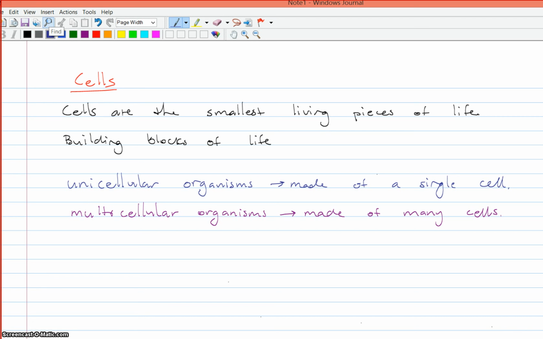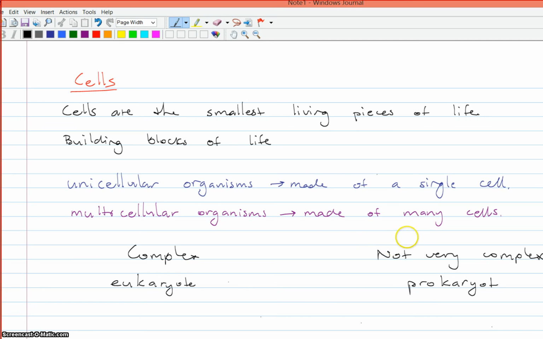While there are many different types of cells because they all do different jobs, and we'll talk about that another day, cells fall roughly into two very broad categories. We have, I suppose, what you call complex and not very complex. So let's start with the complex. Your complex cells are called eukaryote. And your not very complex are called prokaryote cells. So we have eukaryote cells and prokaryote cells.